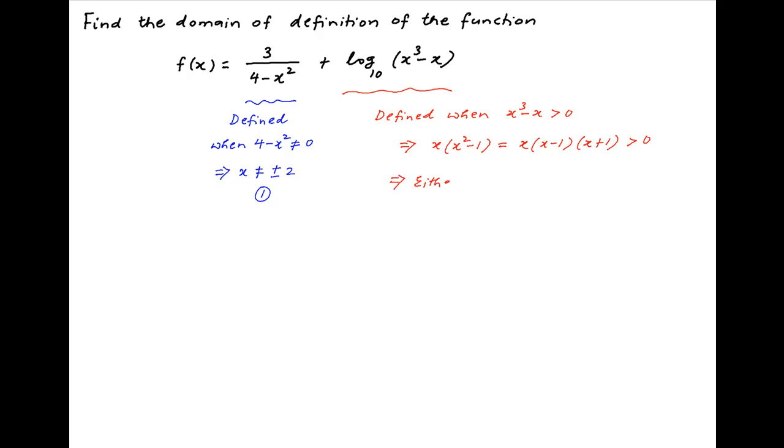So writing down all of these scenarios, either x should be greater than 0 and x minus 1 should be greater than 0, or x greater than 1 and x greater than minus 1. All of these conditions are satisfied when x is greater than 1. The second possibility is that x is greater than 0, but the other two numbers are negative, so x is less than 1 and x is less than minus 1. Now x cannot be greater than 0 and less than minus 1 at the same time, and therefore this scenario is ruled out.